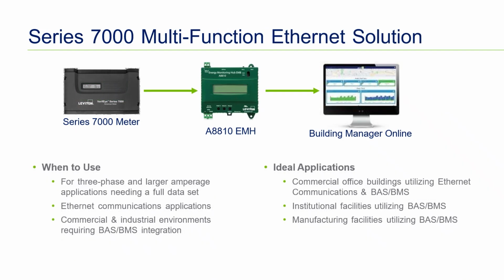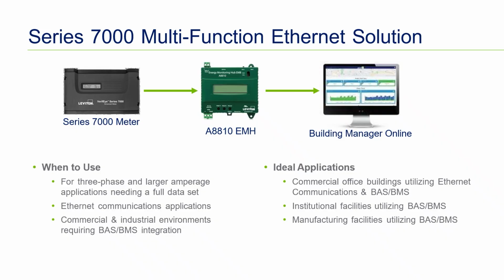The Series 7000 meters are a full-featured meter with the flexibility to fit most submetering applications. They are 3-phase meters which are compatible with all the typical electrical services from 120 volts to 600 volts and will support both Y and delta configurations. The dataset is extensive and will support the most demanding monitoring requirements.